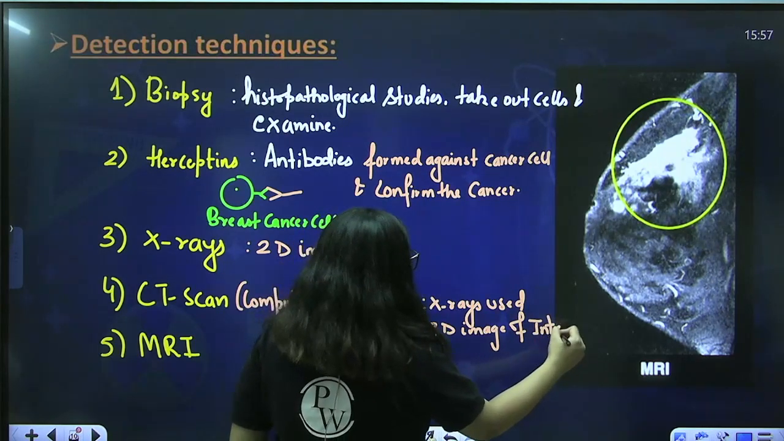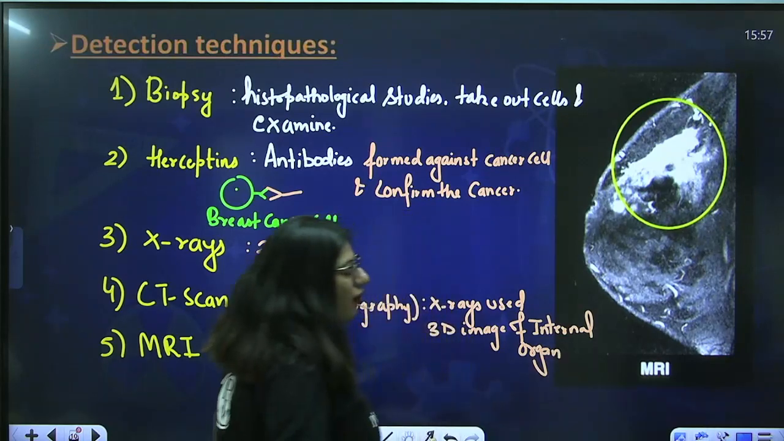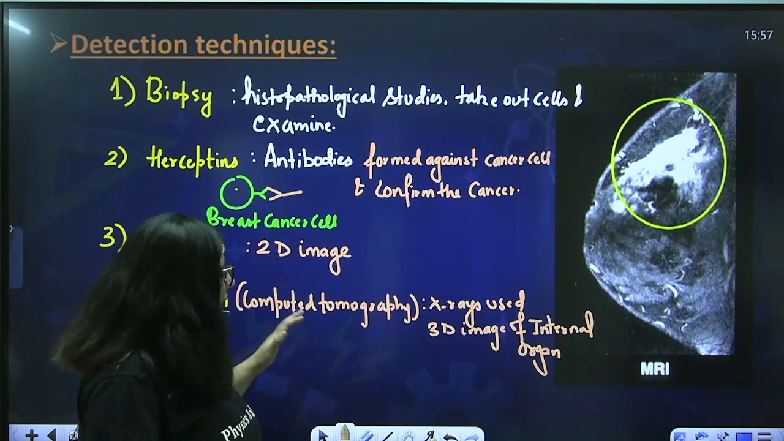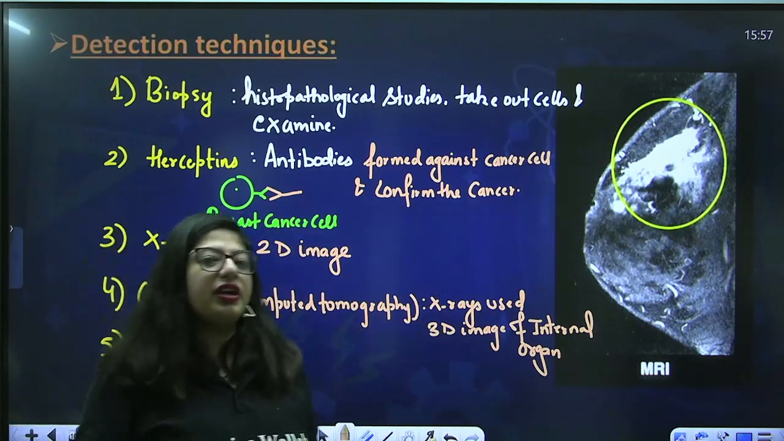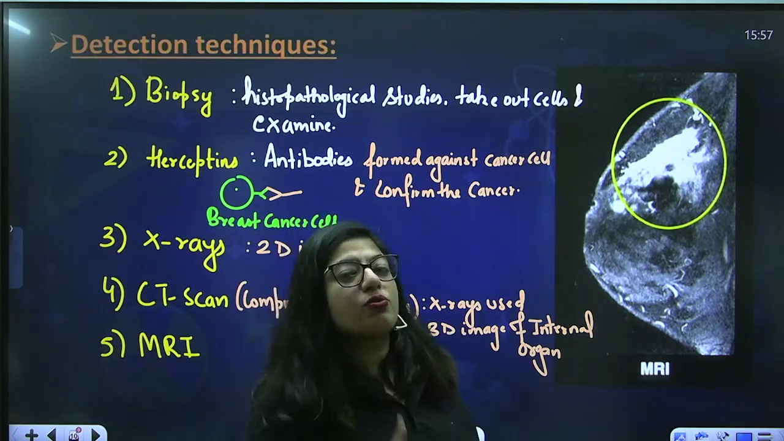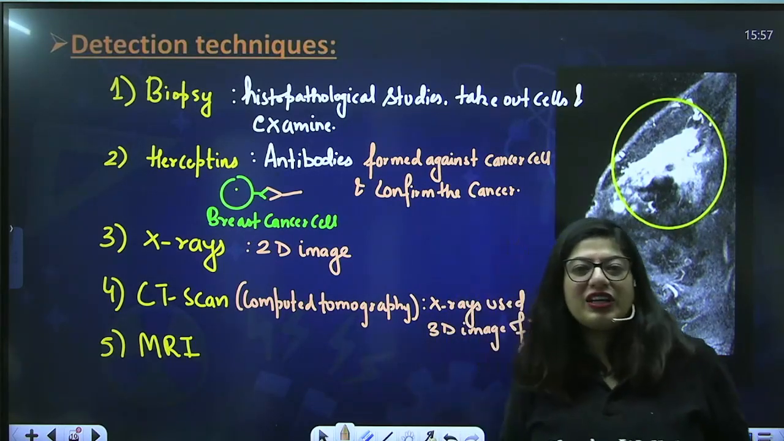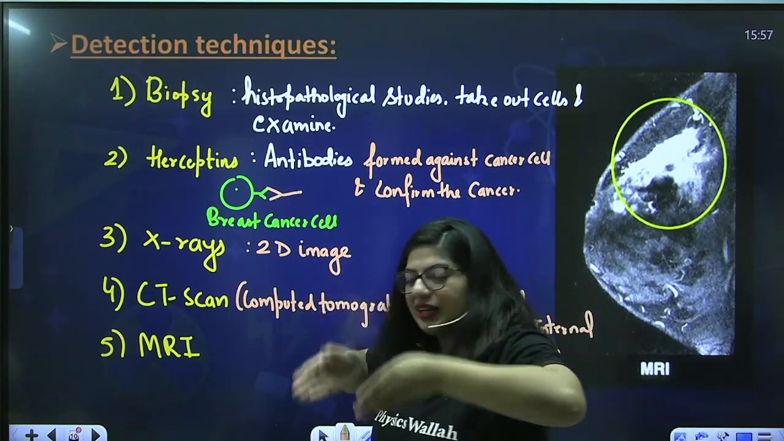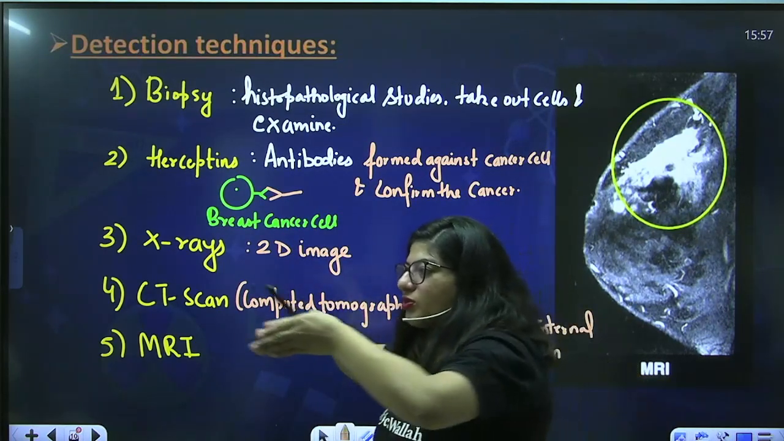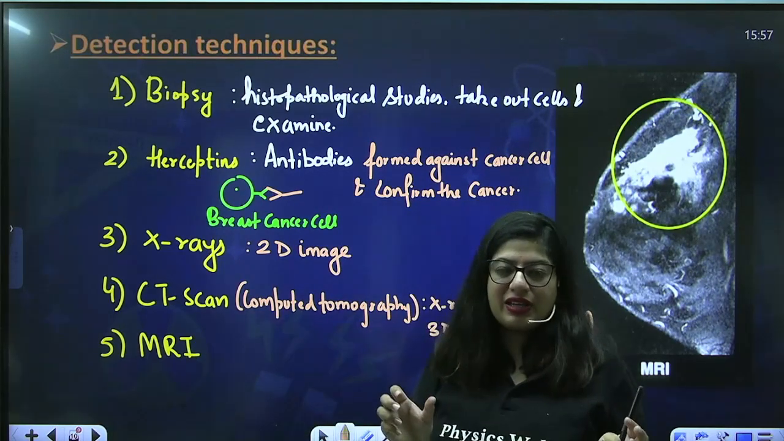Whatever internal organs we are looking at, for example, if the person is suspected of pancreatic cancer, by CT scan you will see the person's entire organs in a 3D image, and the rays used to make the image will be X-rays. In CT scan, you must have seen in movies, there is a white machine with a hole, and the person lies on the bed, and that bed goes inside the machine and the image is formed. This is how a CT scan looks.